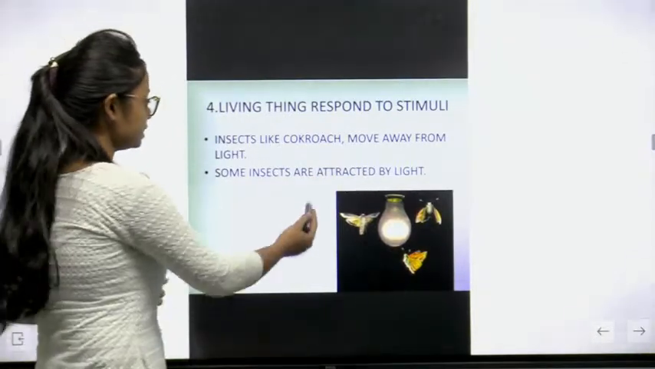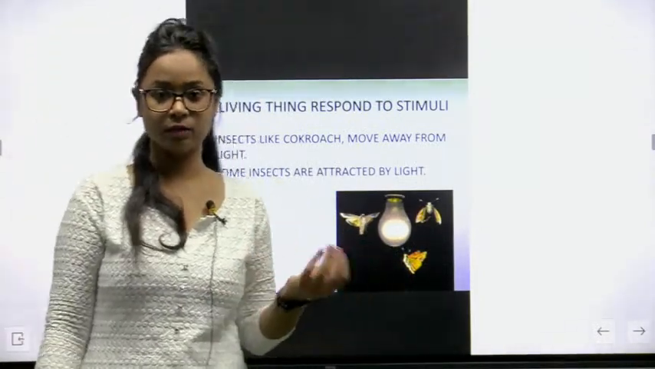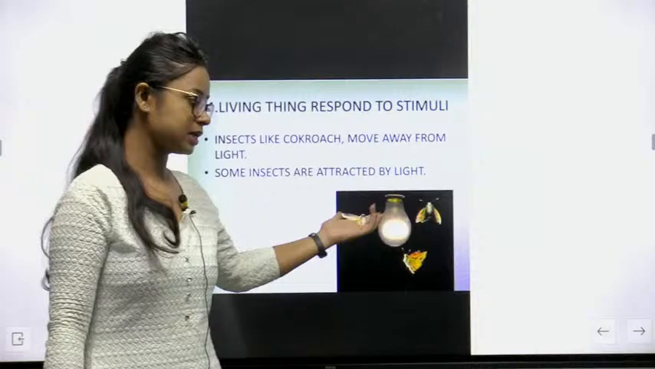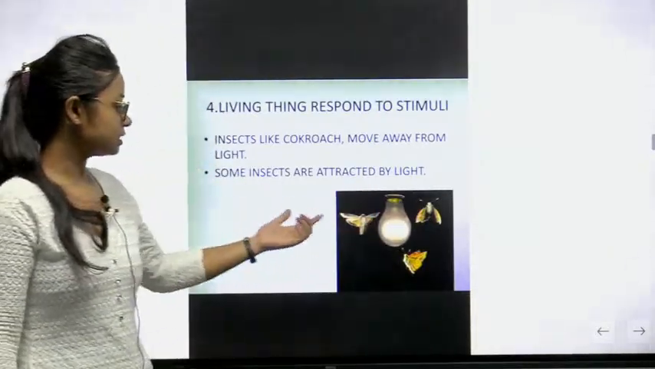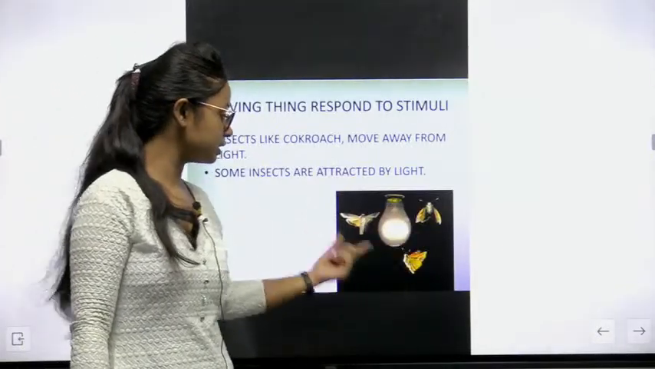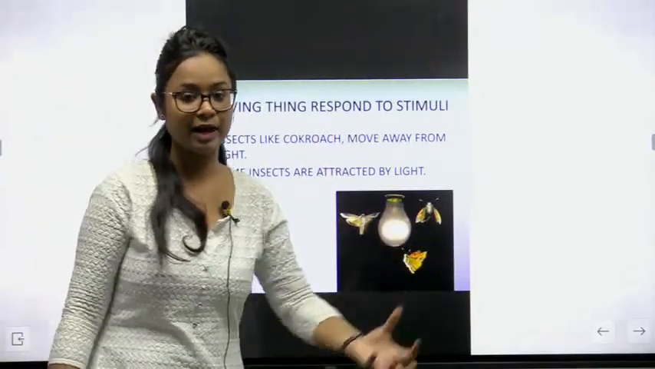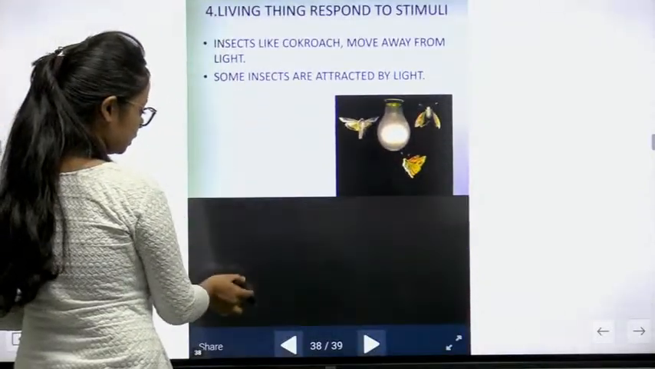For example, insects are attracted by light. Okay, when a light glows, what will happen? All the insects come and stick on that area. So that means that they respond to stimuli. Stimuli is the glowing of a bulb, and they started getting attracted to it. That means every living thing responds to stimuli.